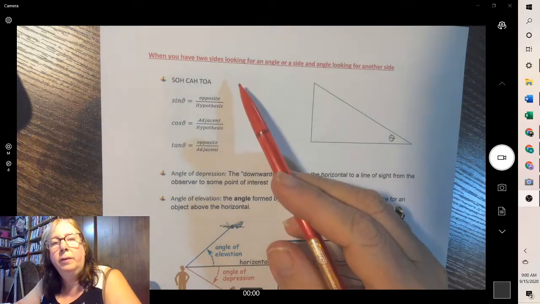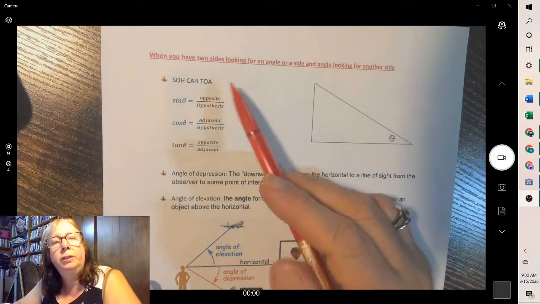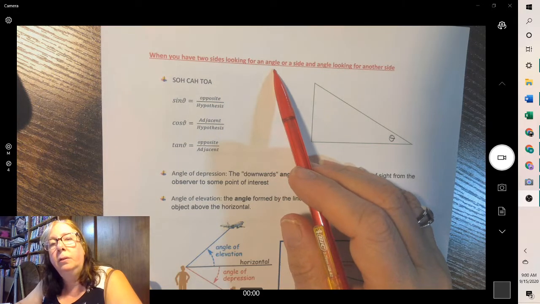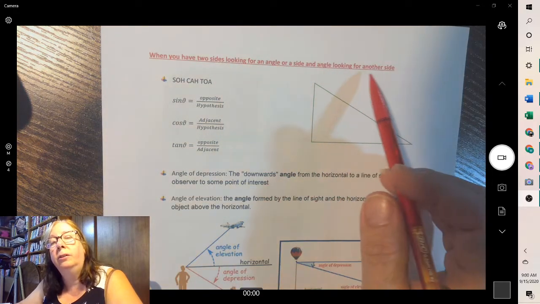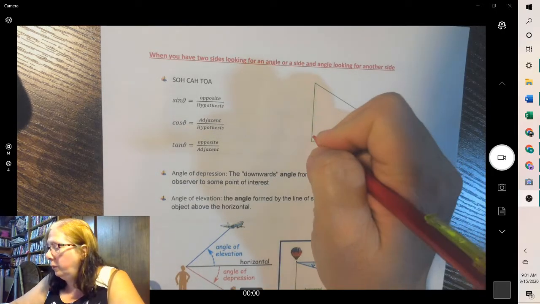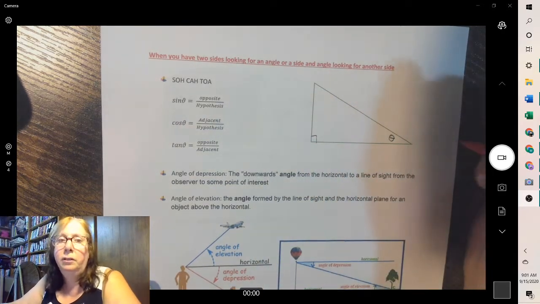The second part of the right triangle trigonometry is when you have two sides and you're looking for an angle, or you have a side and an angle and you're looking for another side. So these all involve having another angle other than your right angle.